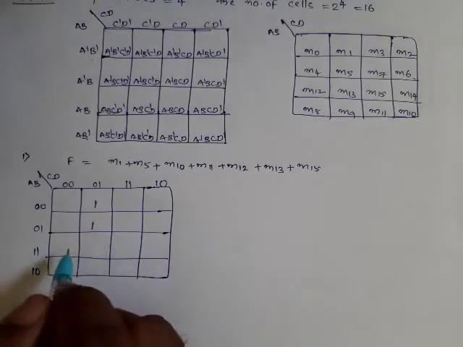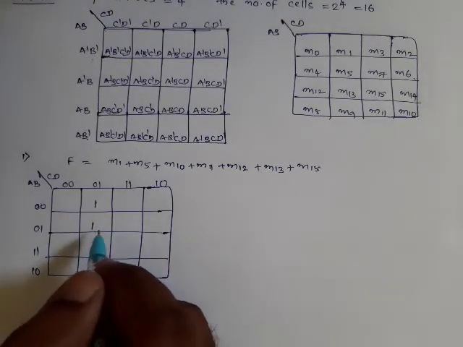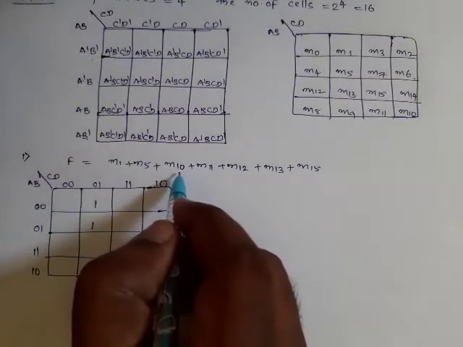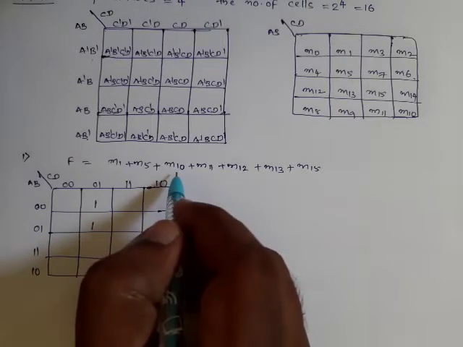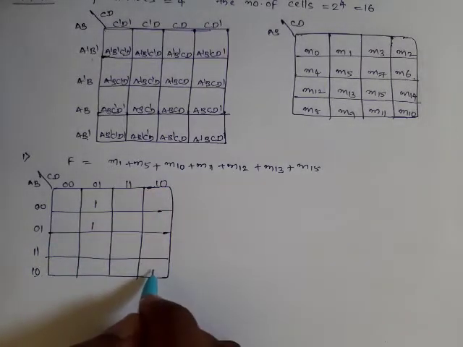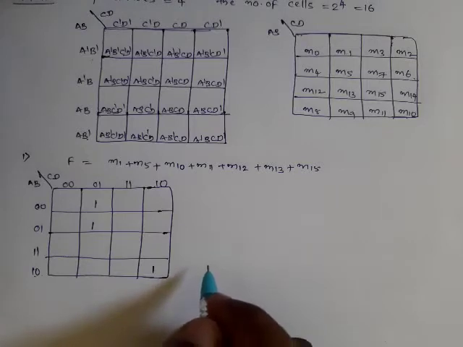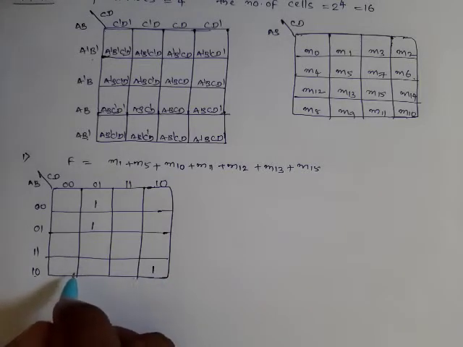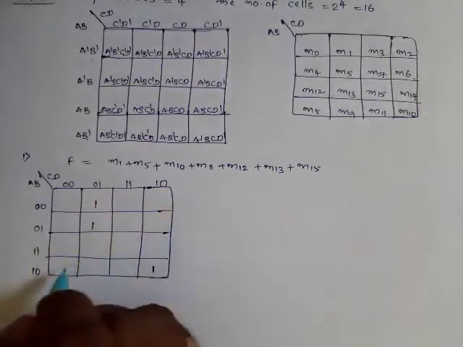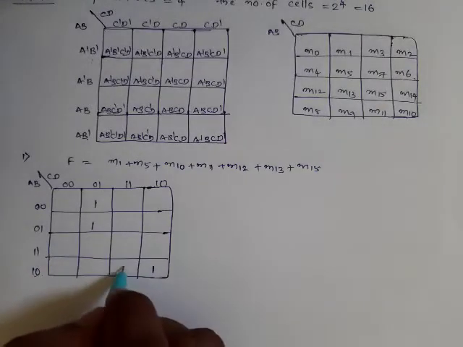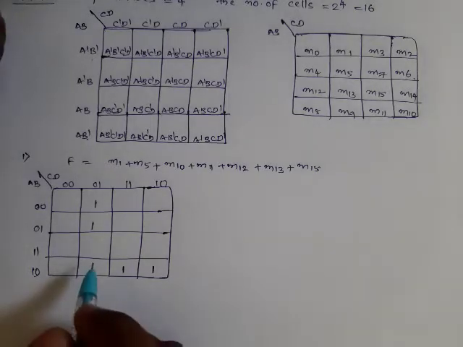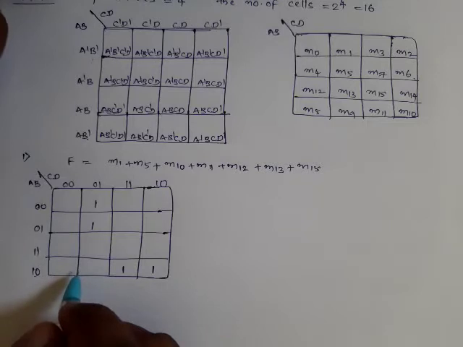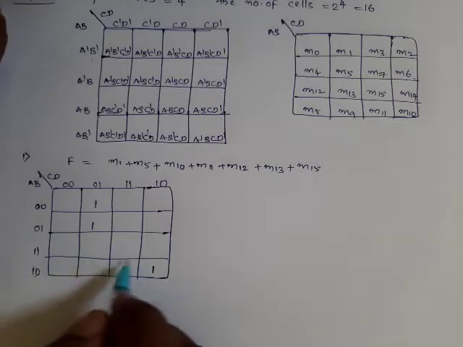Next M10. M10 means 10 should be expressed in 4-bit binary. Then it becomes 1010. This is the cell corresponding to M10. M11 is 1011. 11 must be expressed in 4-bit binary, 1011. That is this cell. Next M12. 12 expressed in binary is 1100.